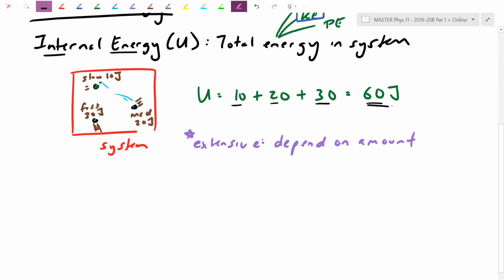Of course, this number here will be much bigger just because of the sheer number. Just because I'm looking at a bigger sample, suddenly the internal energy is larger. So that's what's referred to as an extensive quantity. Let's compare this to the next definition here.